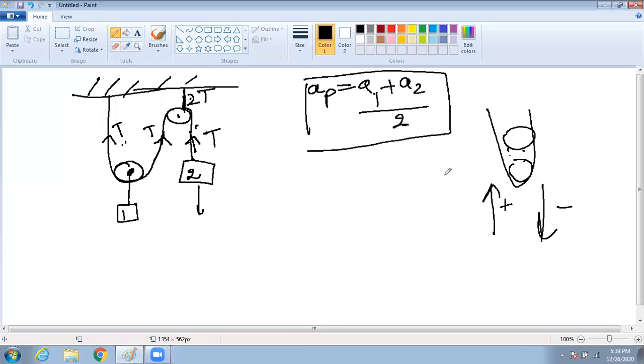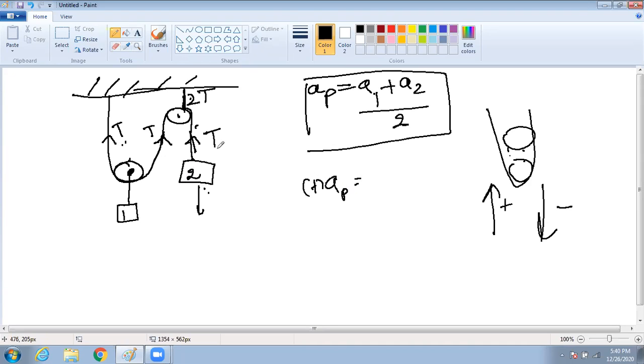Clear? Now the 2 kg. If 2 kg is heavier, obviously this will go down and this will move up. Correct? So when this moves up, the pulley is positive. So AP is positive.